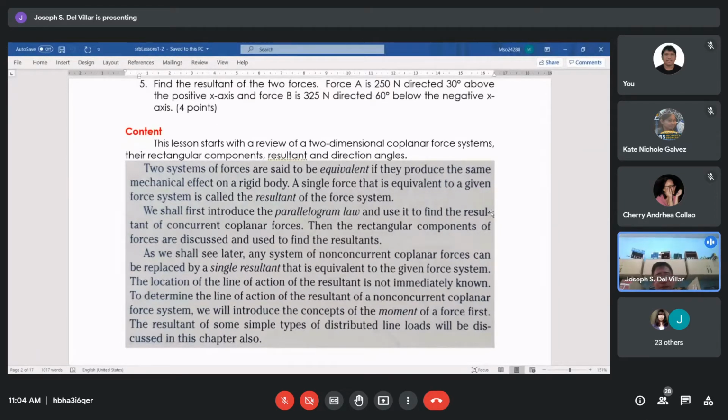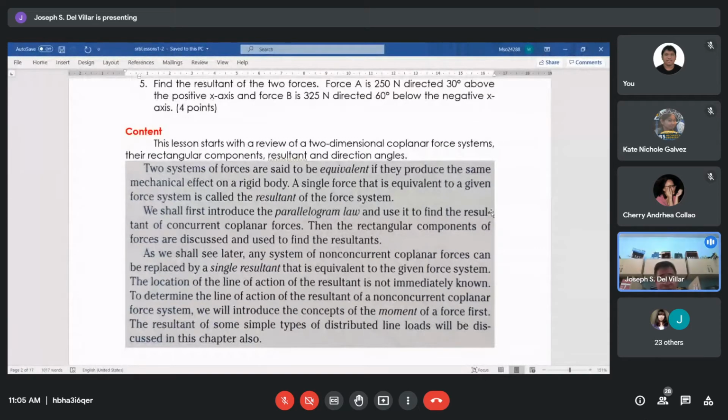Now, another meaning of resultant is the summation, no, of all the given forces acting on a body at a common point. Okay? So it is the sum of all the forces acting on a certain body. Okay? So when we say sum, we simply do not add, no? But we apply the summation of vectors. That is what it means.